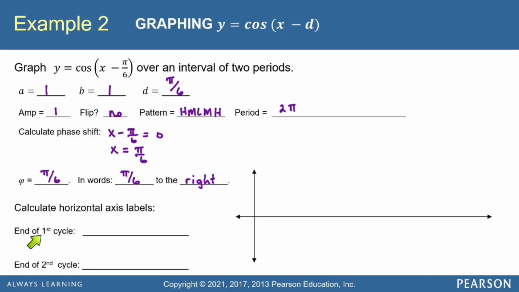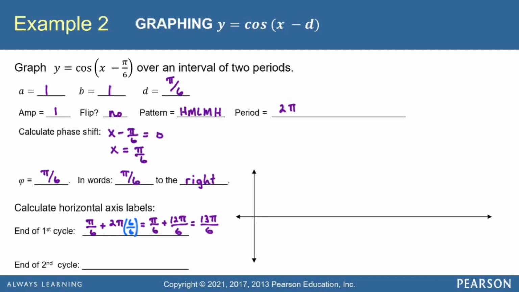Now let's go ahead and calculate the labels that go on the horizontal axis at the end of each cycle. So if our first cycle starts at pi over 6, and then we travel 2 pi radians, then to find the ending label, we'll have to say pi over 6 plus 2 pi. Now, of course, we need a common denominator here. We need the denominator to be 6. So we multiply that 2 pi term by 6 over 6, and then we have pi over 6 plus 12 pi over 6. And of course, that is 13 pi over 6.